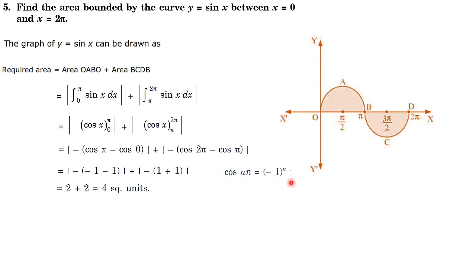This is the one we have learned in class 11 trigonometry. Okay, we shall discuss the sixth question. Find the area enclosed by the parabola y squared equals 4x and the line y equals mx.